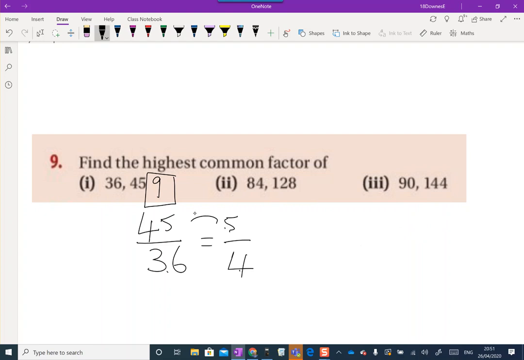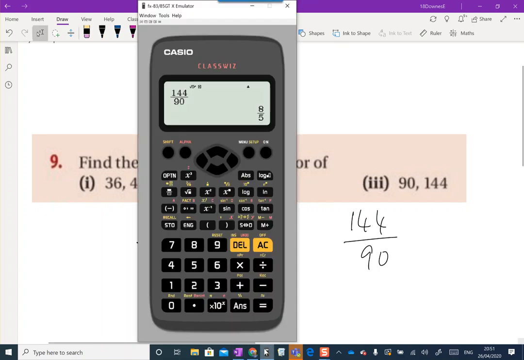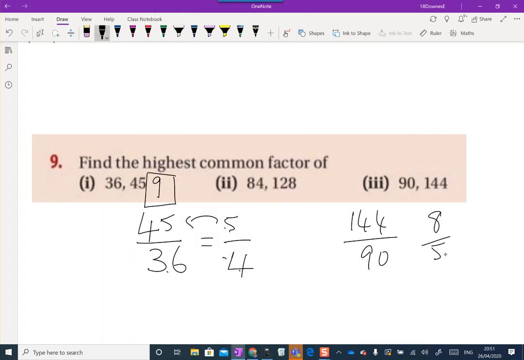You divide that into that. Sorry, what do I have there? I had 144, 90, 8 over 5. So 5 into 90 is 18, and 18 is the answer there.